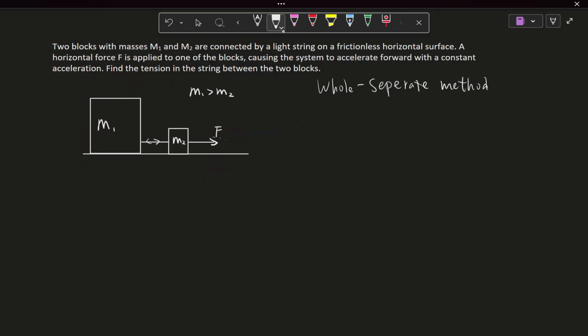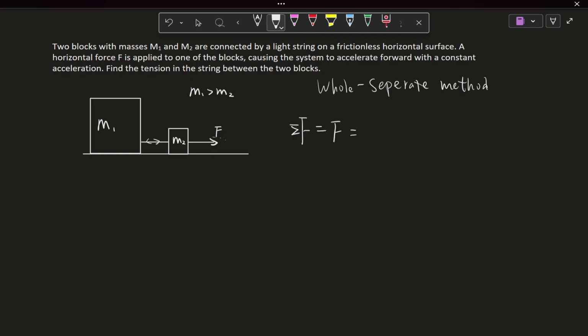So first, let's write a net force equation. F is equal to, since we treat the system as an entire object, like a very big object, there are no internal forces between them. So let's see what forces act on the entire system, or this big object. Only F, right? Also, there's no friction, so we don't need to write friction over here. So it's only F. It's equal to ma.